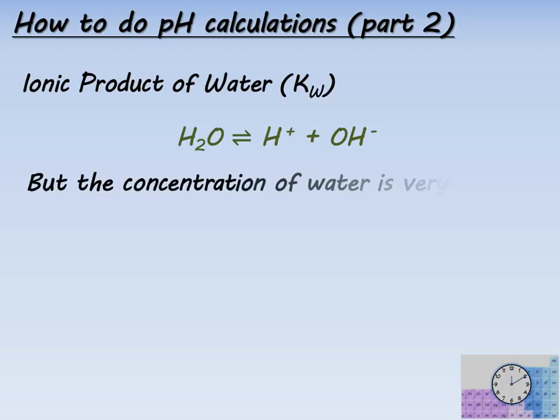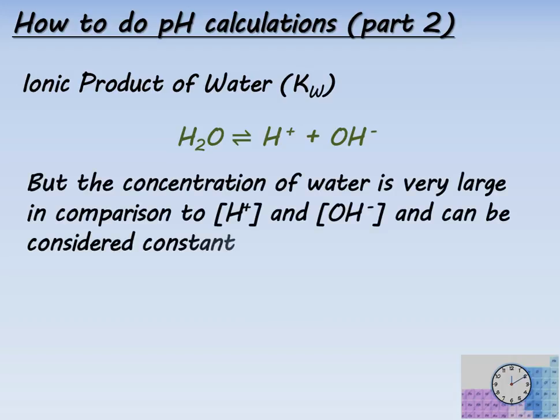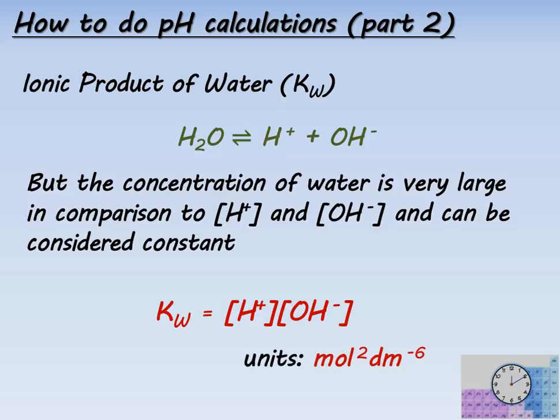But of course the concentration of water is very large in comparison to H plus and OH minus concentrations, and we can actually consider it a constant. So we take it out of the equation and we end up with the expression for Kw. And you can see perhaps why it's called the ionic product now, because it's the product, i.e. the multiplication of the concentration of the two ions that make up water. Its units will always be moles squared dm to the minus 6.